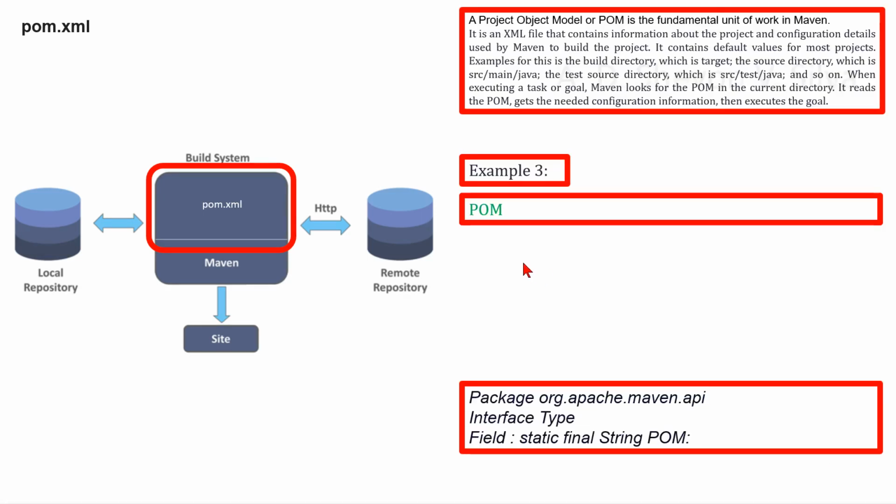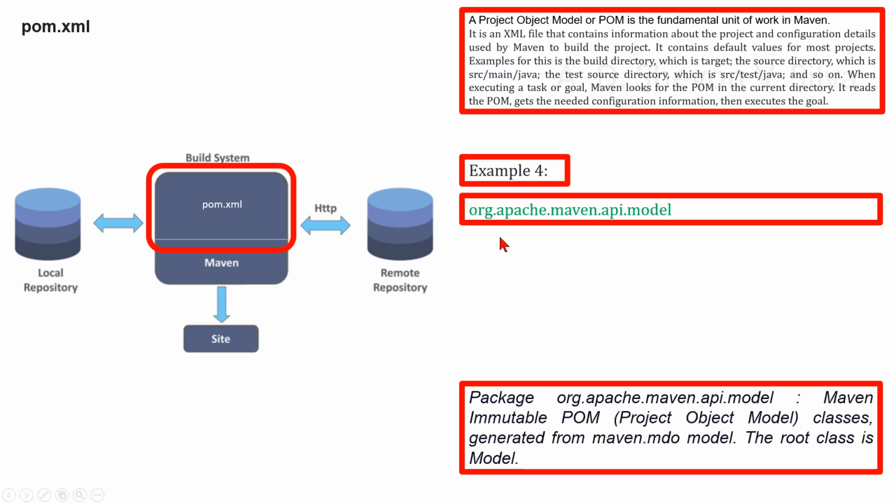Now we are considering the field static final POM in interface type in package org.apache.maven.api. Now we are considering package org.apache.maven.api.model, Maven immutable POM, project object model classes generated from Maven.mdo model. The root class is model.